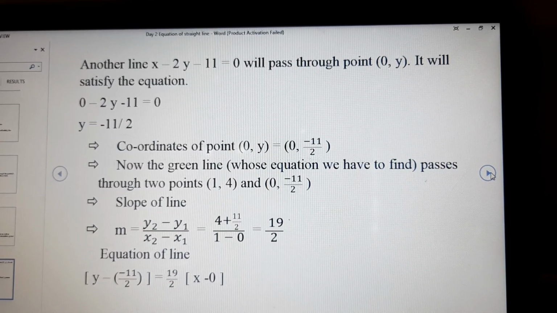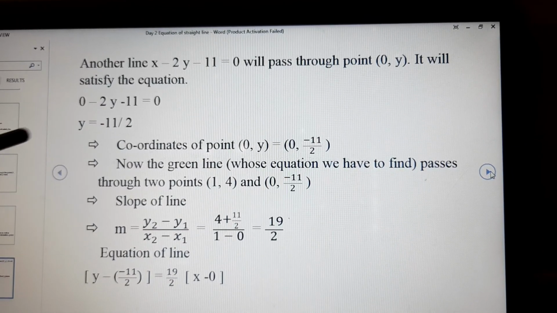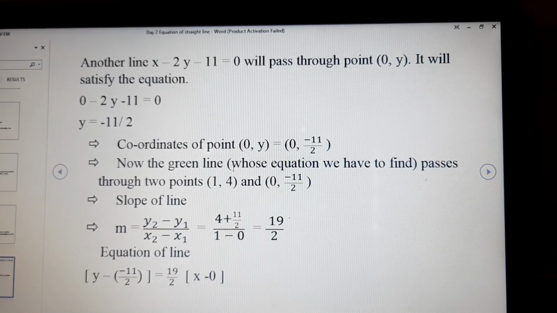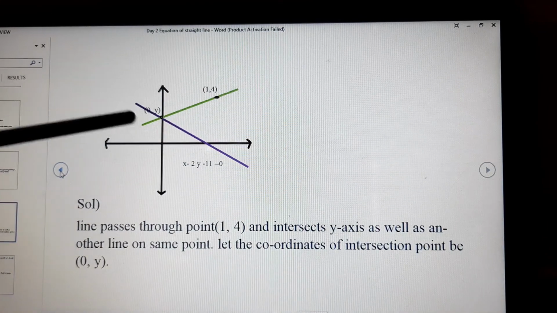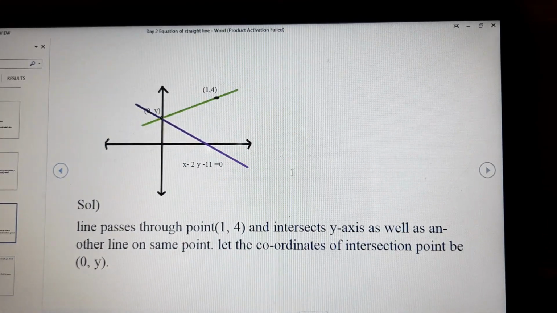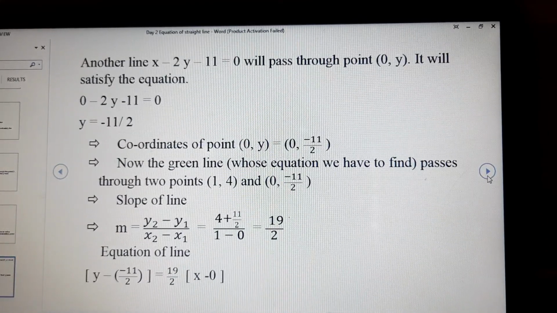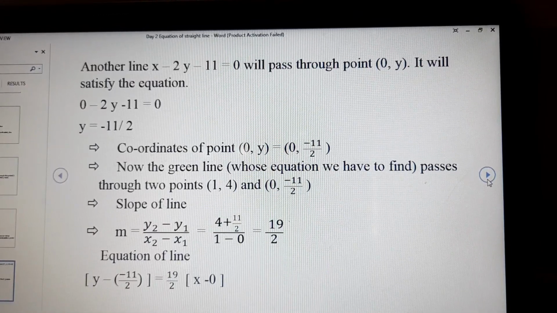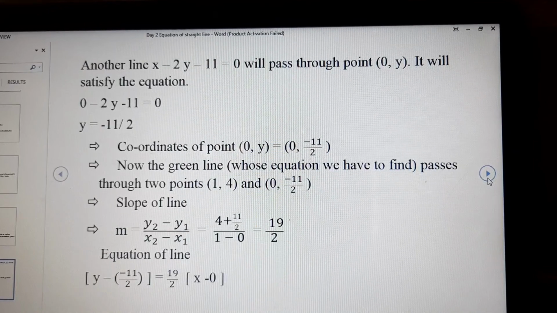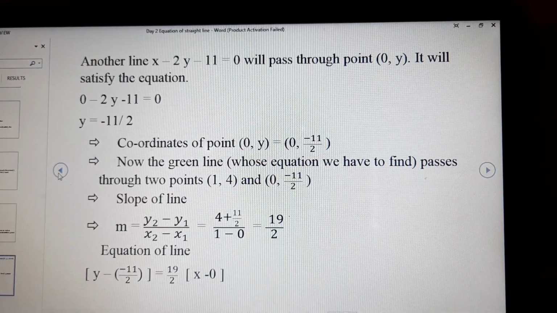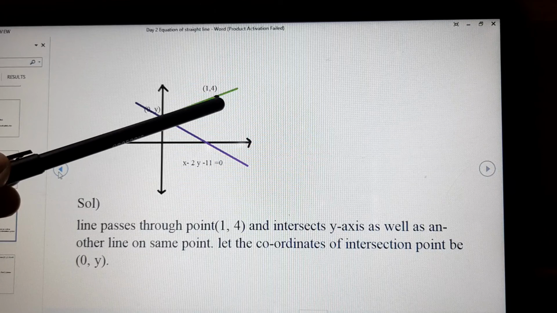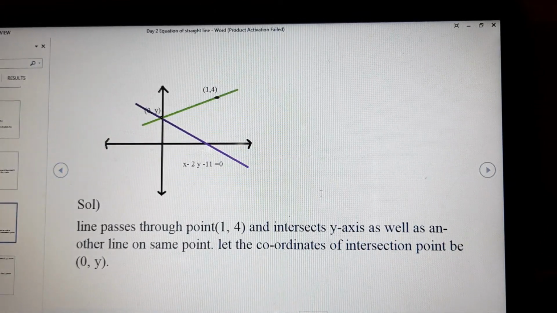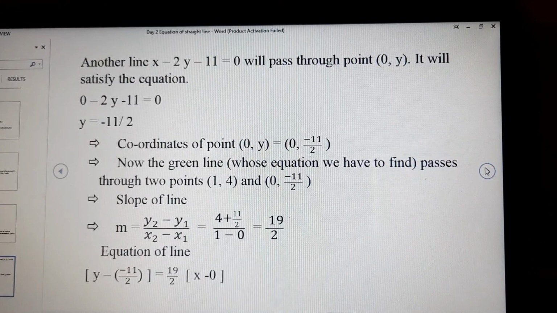Okay, so it will satisfy this equation. So the value of y becomes minus 11 upon 2. So the coordinate of this point, 0 comma y, becomes 0 comma minus 11 upon 2. Clear? Now this green line, whose equation we have to find out, passes through 2 points: 1 comma 4 and 0 comma minus 11 upon 2. So we have got 2 points through which this line is passing.